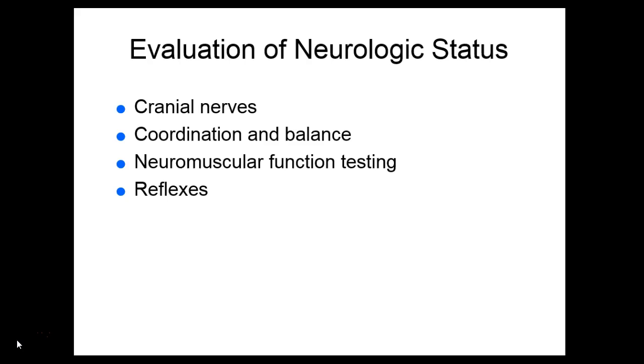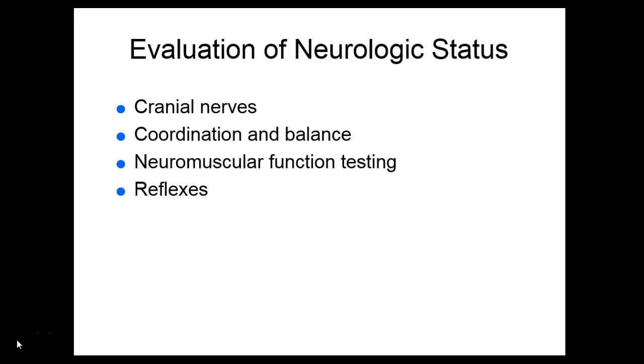But we do check coordination and balance. And to do this, we may do a Romberg's test, where the patient is asked to stand with her feet together and close her eyes. If the sense of balance is normal, a steady posture will be maintained, and there will not be swaying from side to side. Then ask the patient to walk across the room and assess their gait.